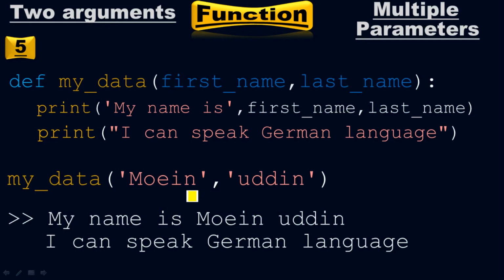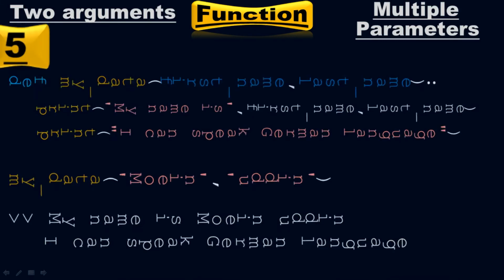And we know that the defined function receives the call here at the end. It receives the call here and then passes it to the top, and then the print function activates. So we will have print of my name is Moein Udin, because first name is Moein and last name is Udin. So we're going to have my name is Moinuddin. And then the other print function, I can speak German language. You can add more print functions. The more print functions you have, the more expressions you're going to have in the output.